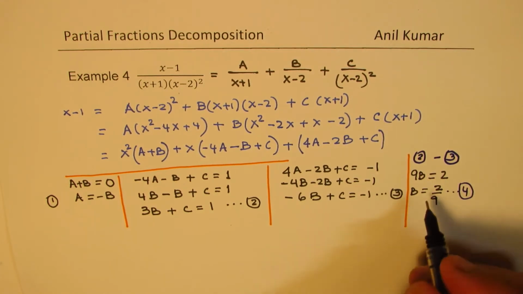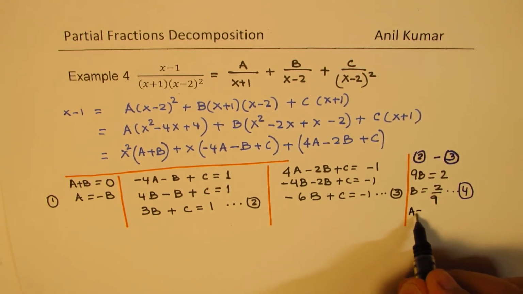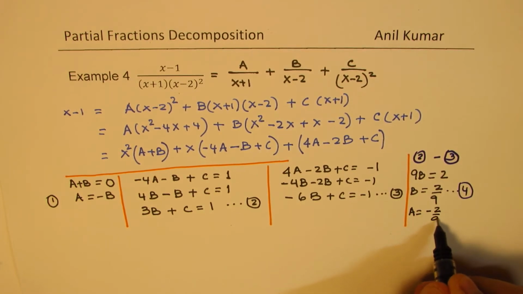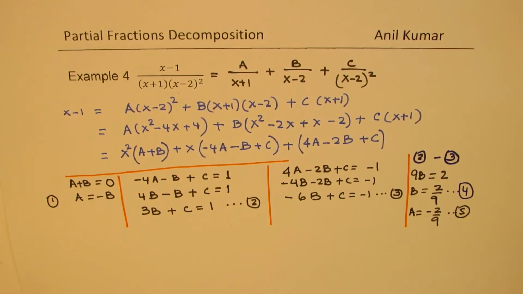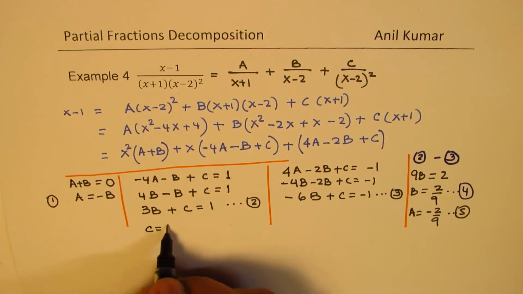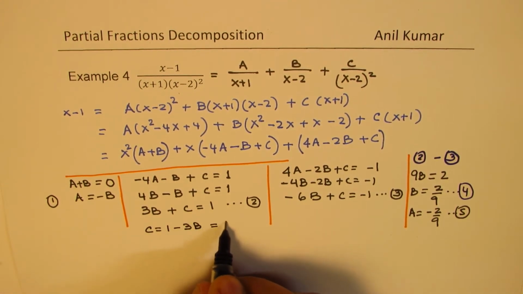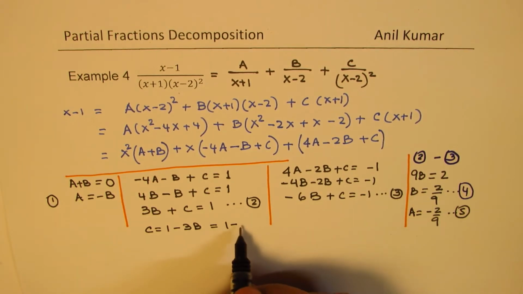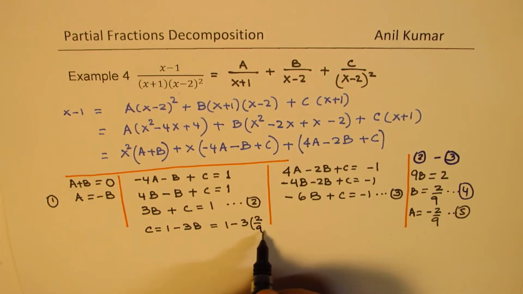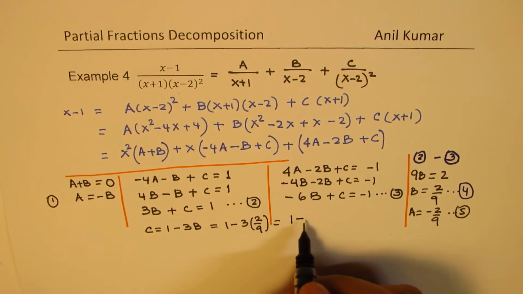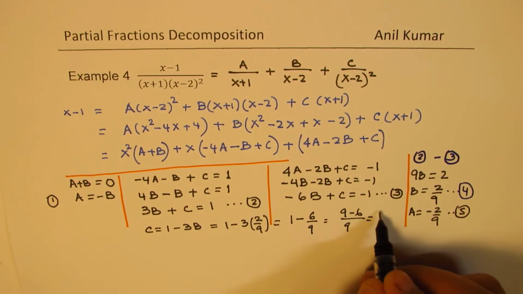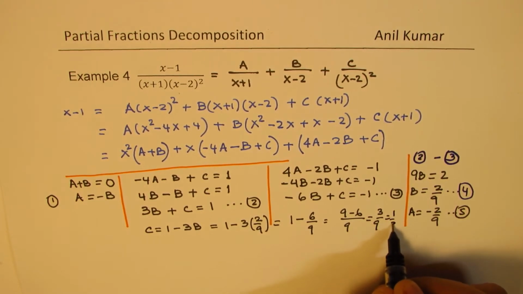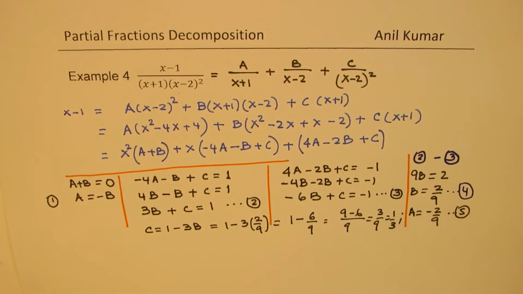Since we get b as 2 over 9, we now know that a is negative b, so it should be minus 2 over 9. So we'll call this our equation 5. To get the value of c, we can get it from either one of these equations. We can say from here c equals 1 minus 3b, right? So which is 1 minus 3 times 2 over 9, which is 1 minus 6 over 9, or 9 minus 6 over 9, or 3 over 9, or just 1 over 3, correct?